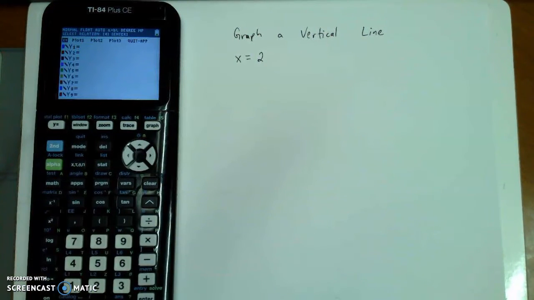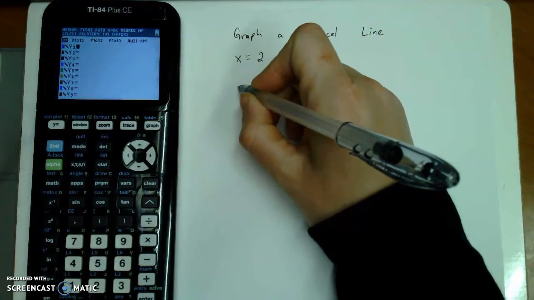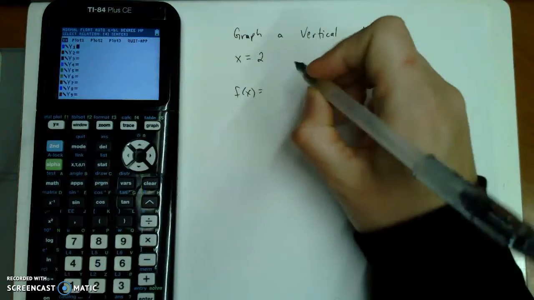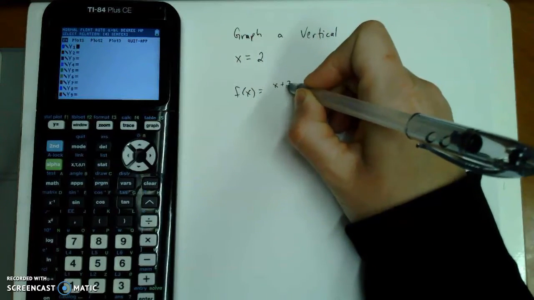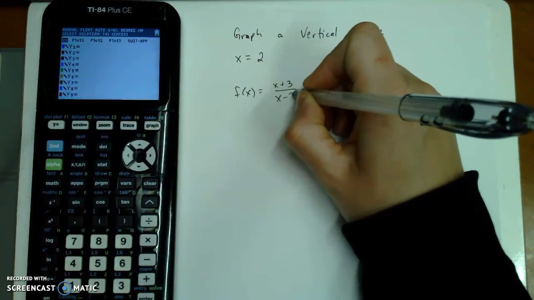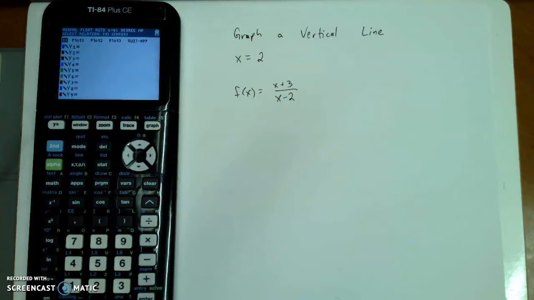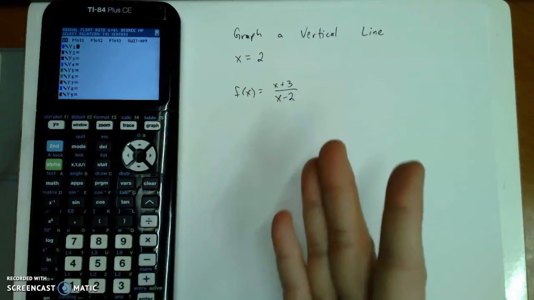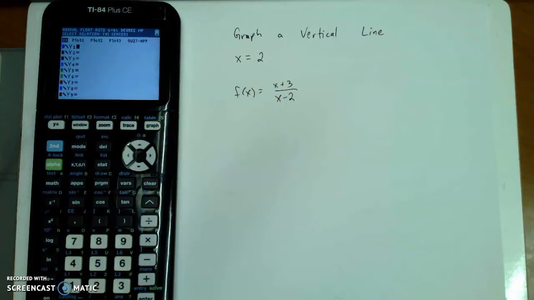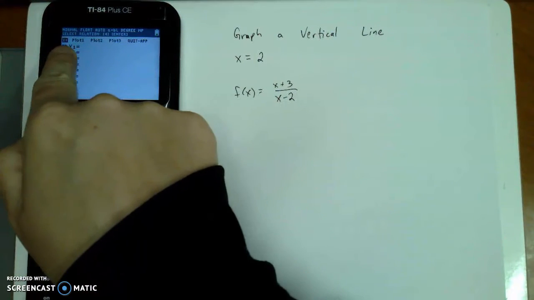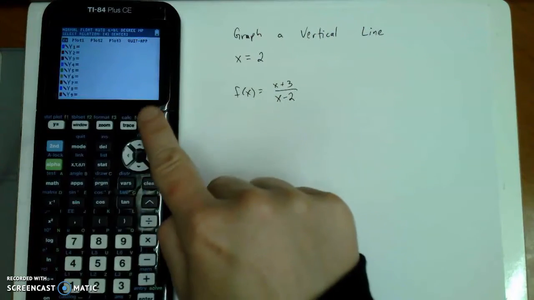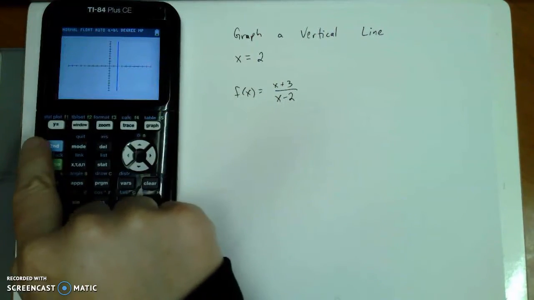Now let's say I'm graphing a rational function, so let's graph something in that form. Let's say I'm going to graph that. The two times I want a vertical line is just to graph a vertical line, and then also to look at it as an asymptote. So you'll notice I still have that x equals put in. If I hit graph, I still have this line.